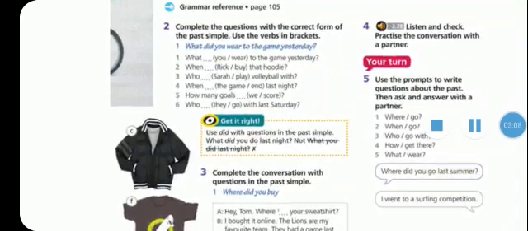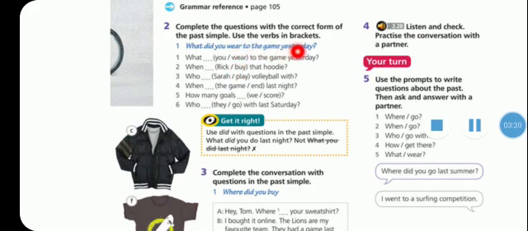Now exercise number 2, complete the questions with the correct form of the past simple. Use the verbs in brackets. So we're going to use the verbs and the phrases that we have between brackets to form WH questions in the past simple. Number 1, what did you wear to the game yesterday? We're going to put what, then did, then the subject which is you, then the verb in the infinitive case, wear, to the game yesterday.